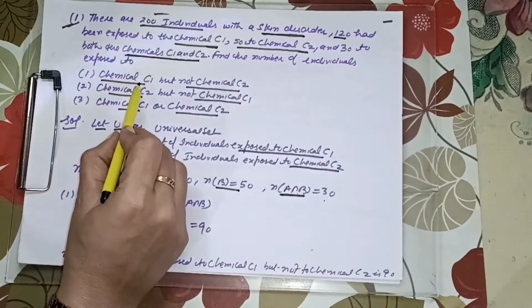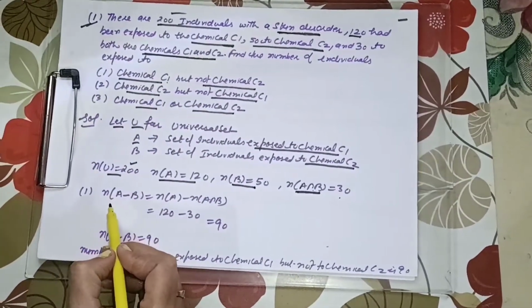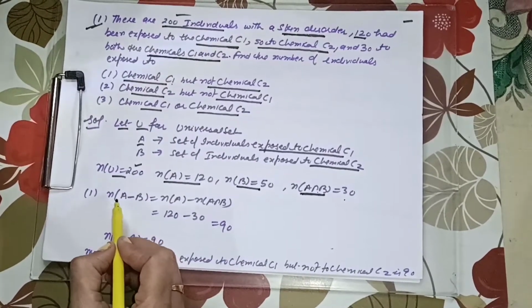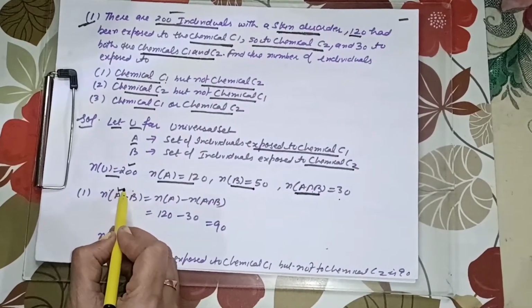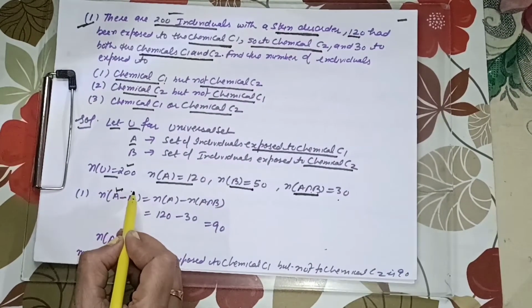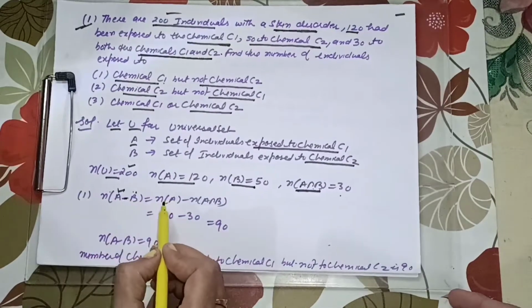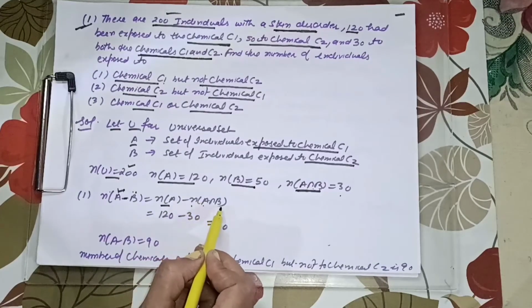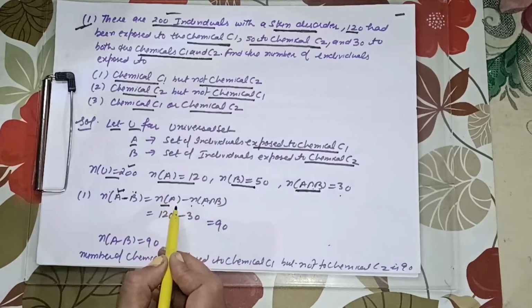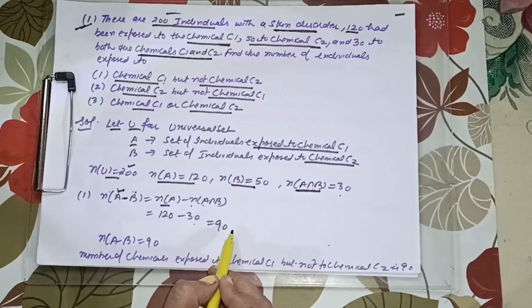So the first part is chemical C1 but not chemical C2. That means we want to find the number of individuals who are exposed to chemical C1 but not chemical C2. That means n(A difference B). A means exposed to chemical C1, but not exposed to chemical C2. For the "not" we have taken the difference sign. So the formula is n(A) minus n(A intersection B). Here n(A) is 120 and n(A intersection B) is 30. So the answer will be 90. These are the persons who are exposed to chemical C1 but not chemical C2.